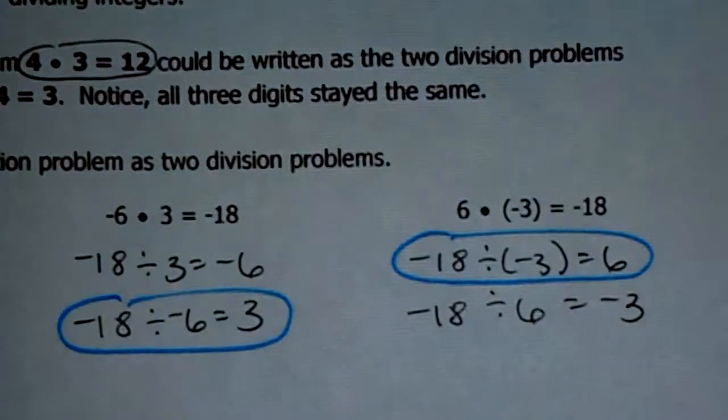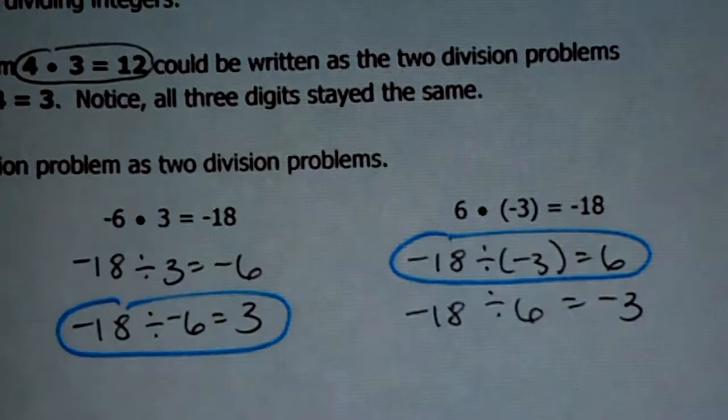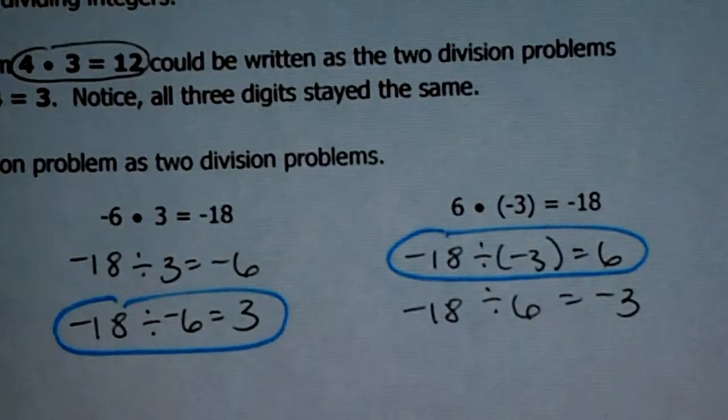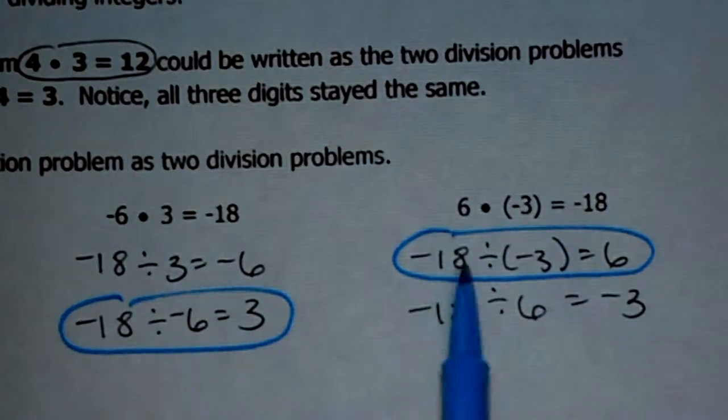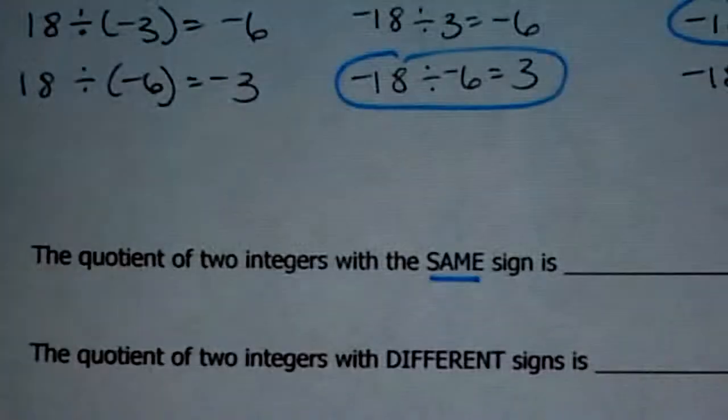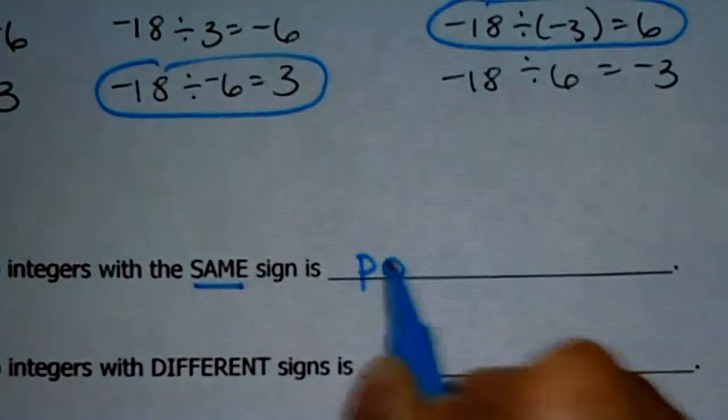That sounds very similar to multiplication, doesn't it? With multiplication, when you have two integers with the same sign that you multiply, you always get a positive answer, right? Good news. The same thing happens with division. When you divide two integers with the same sign, your result is always going to be positive. So the quotient of two integers with the same sign is positive.